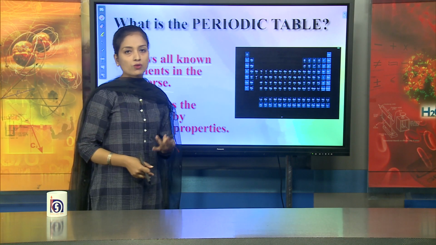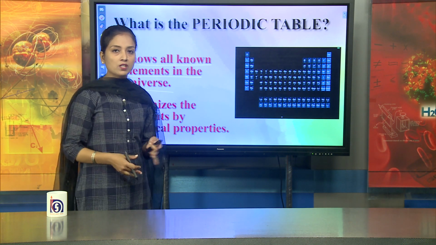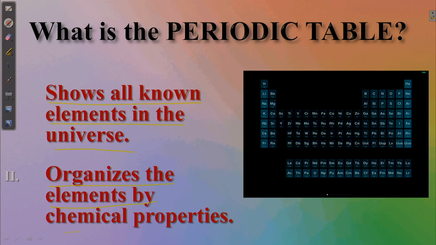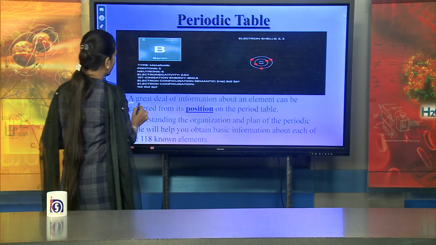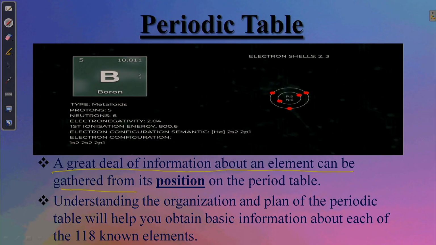All elements found in our universe are basically set in a position in our periodic table. They organize the elements by chemical properties. According to their chemical properties, these elements are organized into groups and periods. A great deal of information about an element can be gathered from its position on the periodic table. With the position in the periodic table, we can easily identify what kind of element this is, and what the chemical or physical properties of this particular element are.